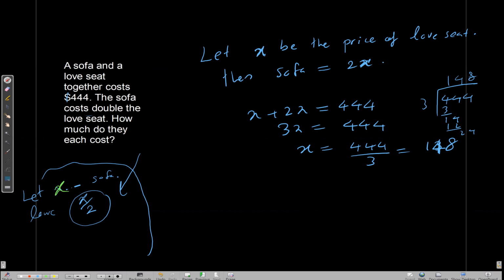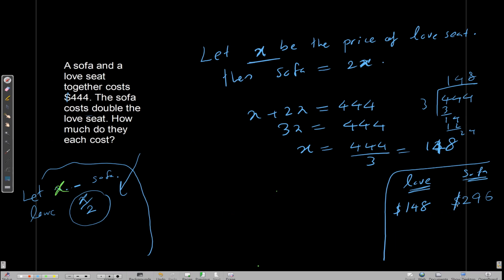Now let's see if I choose my variables like this. So if I choose x to be sofa, then I will have love seat as this much. Wait a minute. Let me finish my answer first. I took x to be the price of love seat. So love seat is $148. And sofa is twice that, so you multiply this by 2.